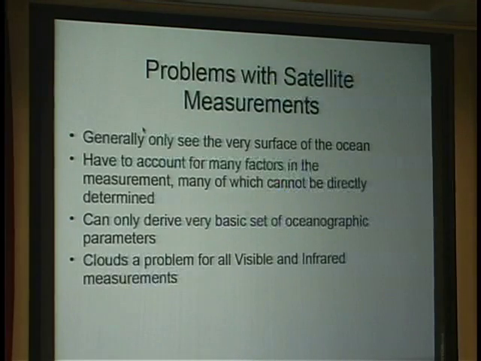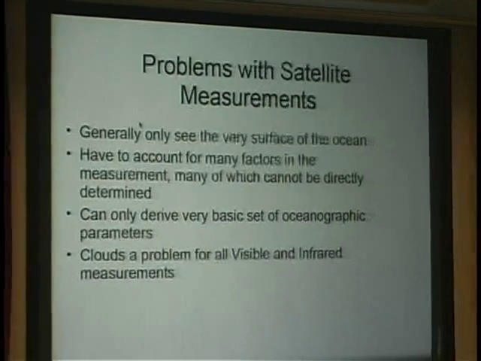And again, the problem that we had talked about today, you generally only see the very surface of the ocean, or at the very best, some integrated upper layer. We have to account for a lot of factors in measurement, many of which we can't directly determine. This largely has to do with atmospheric corrections, orbit errors in the spacecraft, that sort of thing. Stuff that you should never have to worry about, I hope. That's our job. And we can only derive a very basic set of oceanographic parameters. And of course, clouds are an issue for all visible and infrared measurements. They just do not penetrate.